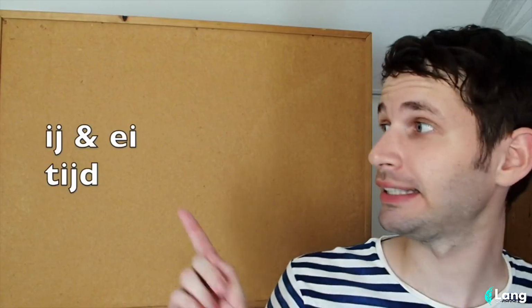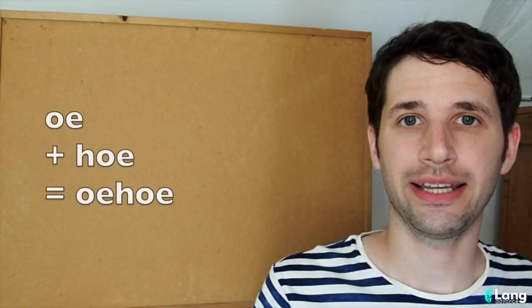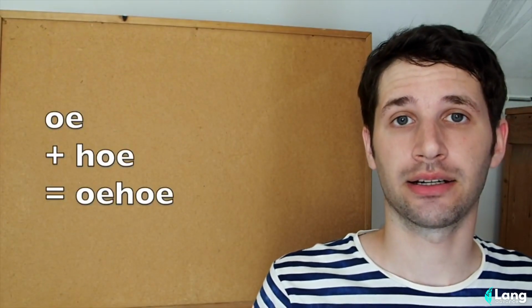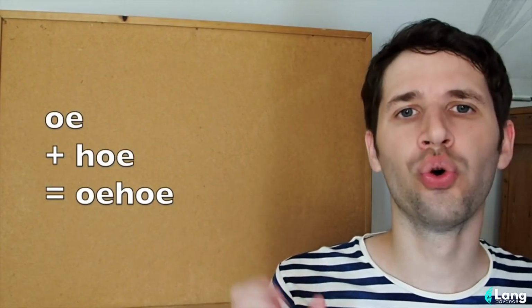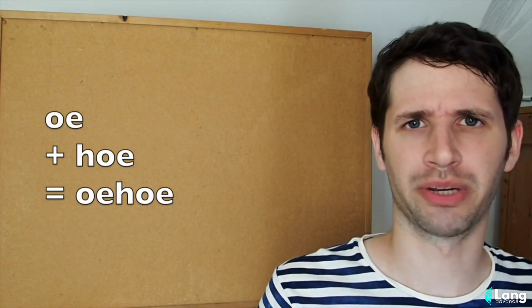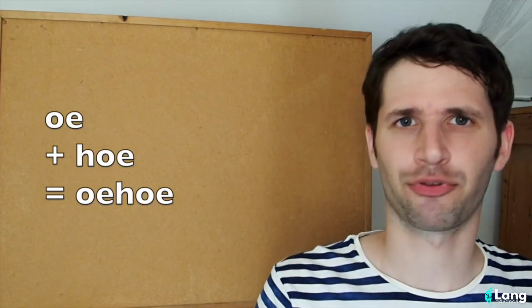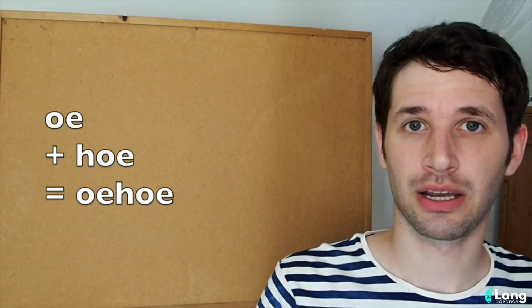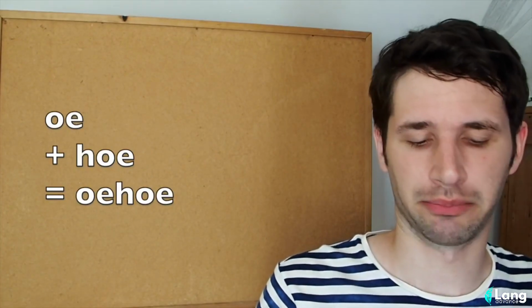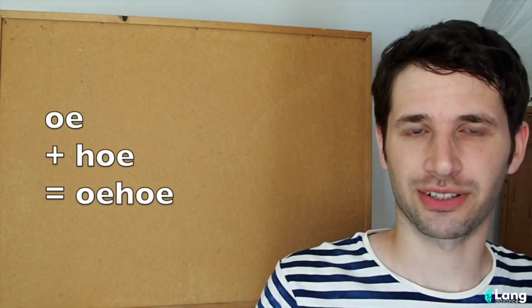Next letter is pronounced like I, and it can be written with IJ and with EI. For example, tijd, we've already seen, that's time. OE is pronounced as in who, meaning hoe, how, and well, if you put them together, that means oehoe, and that's the name of an owl in Dutch, because an owl makes a sound oehoe. So you can forget that, that's not so important, but some words in Dutch are just composed of the sound that animal makes, so that's a thing nice to know.